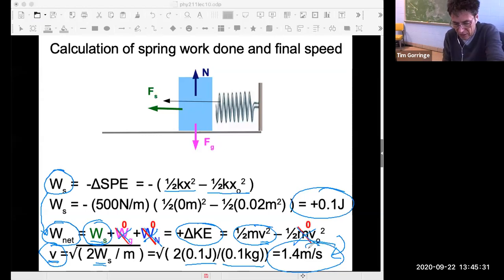In the next class, we're going to talk more about these different forms of energy, and in particular, we're going to talk a lot about energy conservation and different applications of energy conservation.